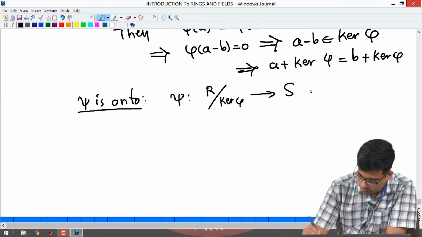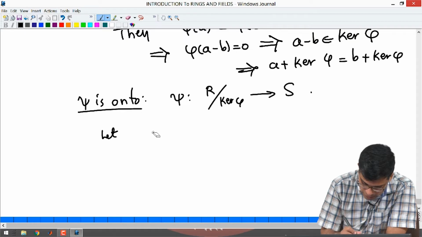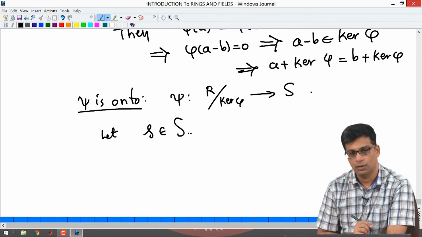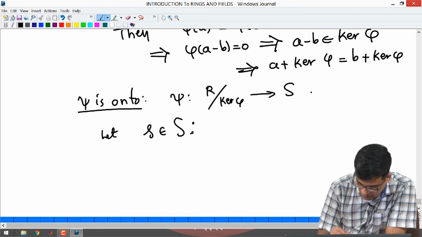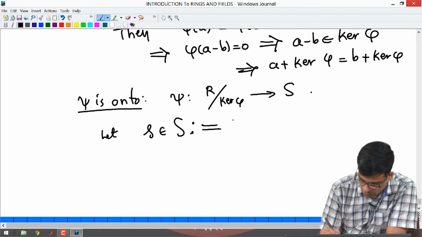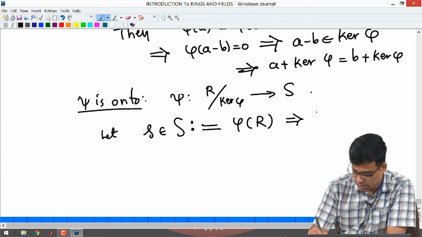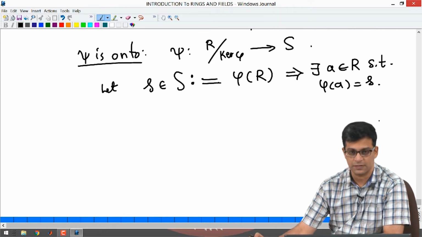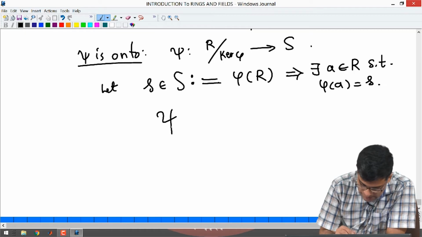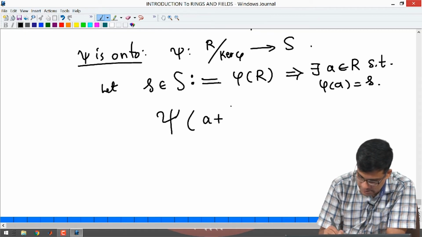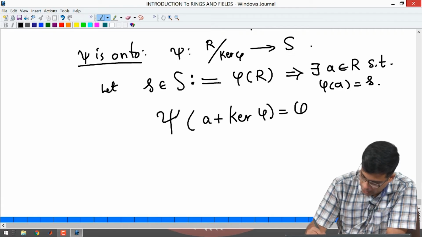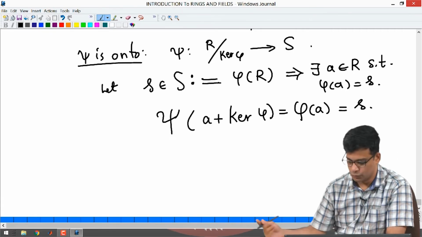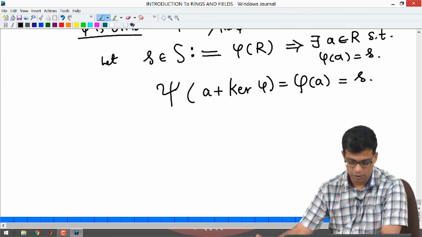So, pick any element of S, so let us say small s is an element of capital S. But what is capital S? Remember, capital S is by definition phi of R. So, that means there exists A in R such that phi of A equals s. That means small s is an image of something, but that means psi of A plus kernel phi is by definition phi of A, which is s. Okay. So, everything in S is in the image of psi. So, psi is onto.